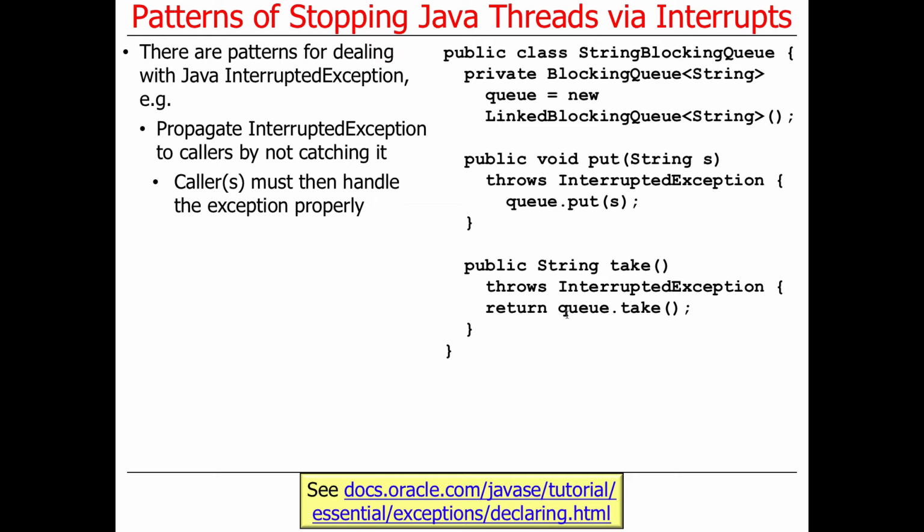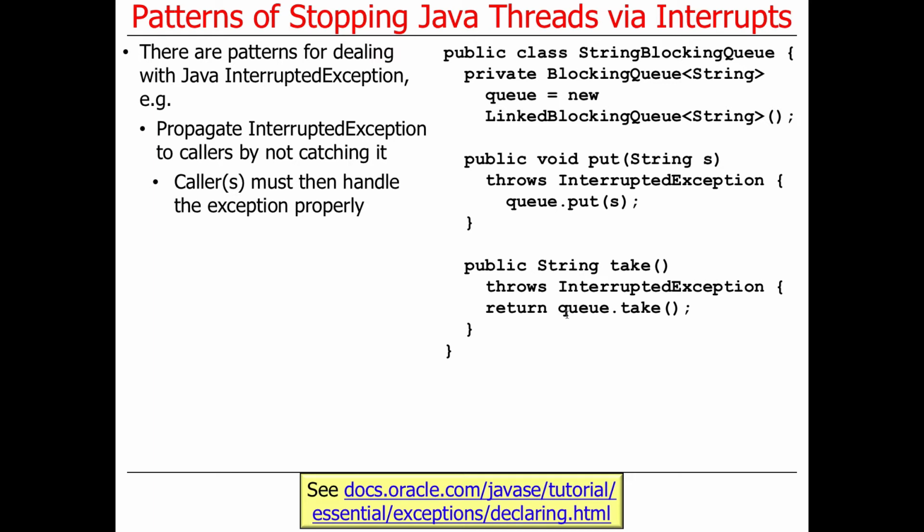So here's a simple example. We might have a string blocking queue, which is going to have a blocking queue, and we're going to have put and take methods. You can see here that both of these throw interrupted exceptions. All we do is simply forward the calls to put and take onto the blocking queue. If put or take happens to be interrupted, the exceptions they throw will be propagated up to the caller, and we'll make it the caller's problem to figure out what to do about that.